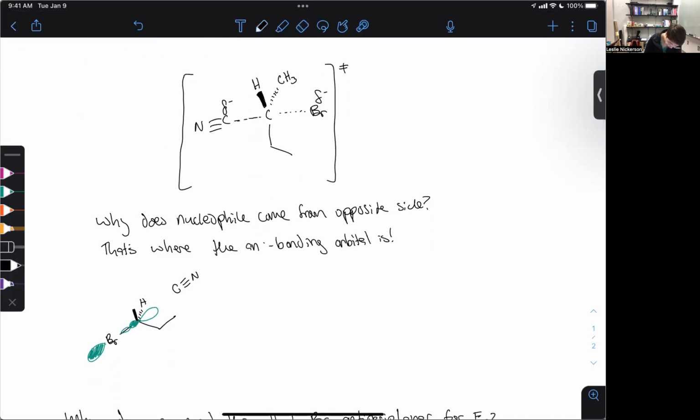The antibonding orbital is actually what we're forming our bond to, okay? Because as we break the carbon-bromine bond, that is an interaction of our antibonding orbital from our carbon-bromine. Okay, so in green here is shown the sigma star of my carbon-bromine, okay?